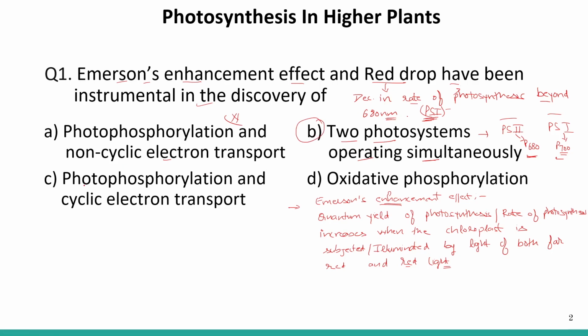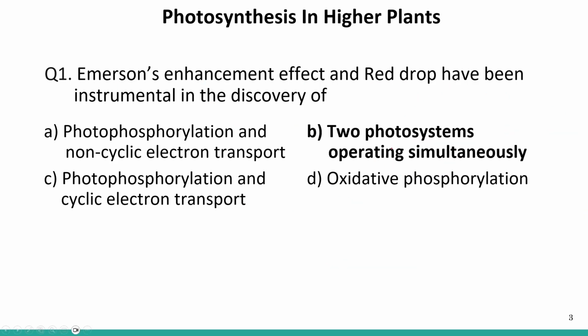Now third option is photophosphorylation and cyclic electron transport. This is also not correct. And the fourth option is oxidative phosphorylation. So this happens in mitochondria. Oxidative phosphorylation takes place in mitochondria, so this is also not the correct answer. So what is the answer? It tells you about the discovery of two photosystems operating simultaneously.